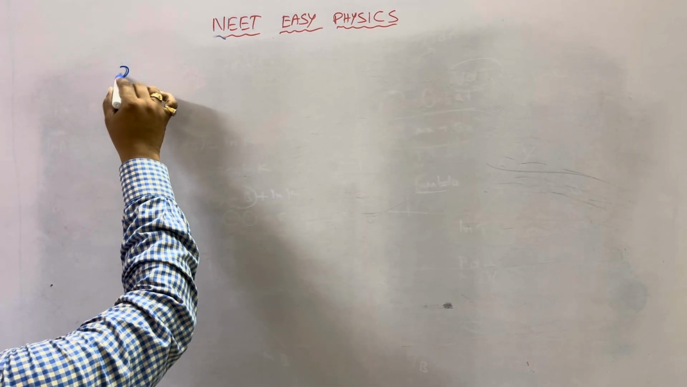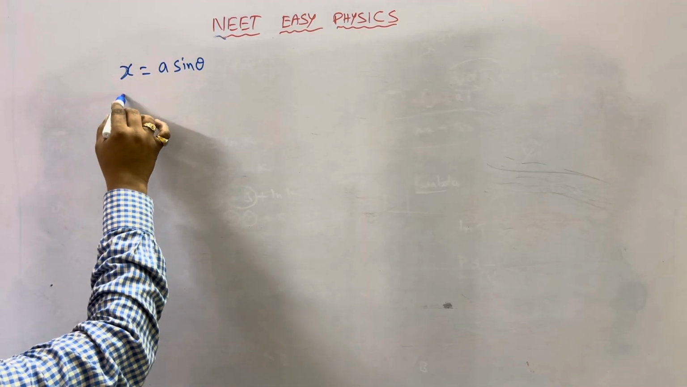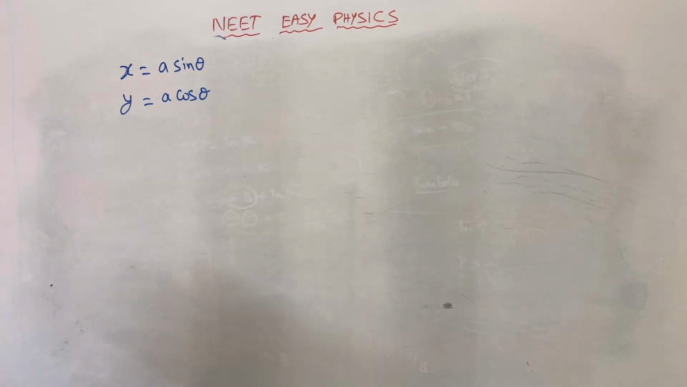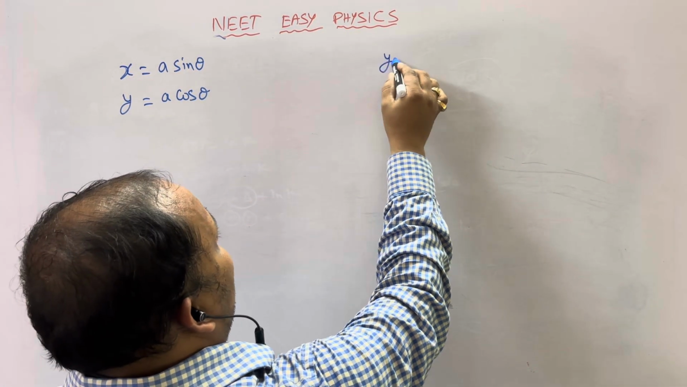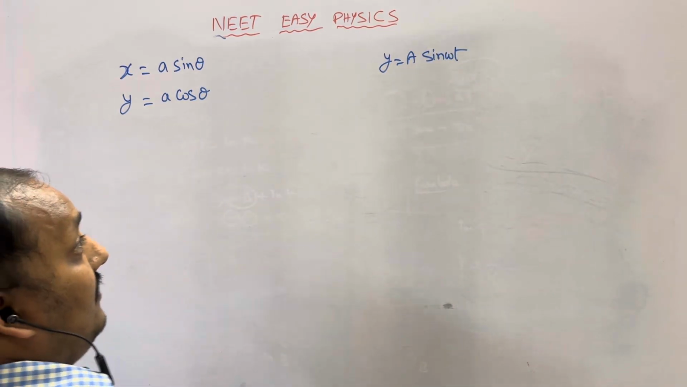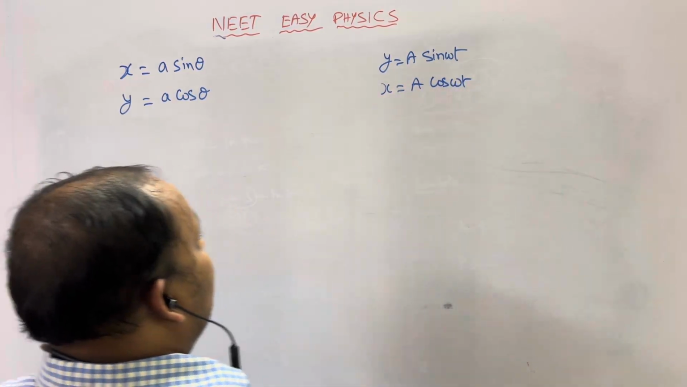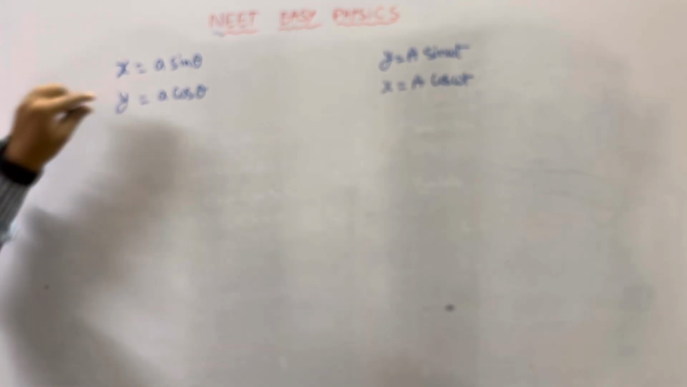So x is equal to a sin theta, y is equal to a cos theta. In physics you may get this as y is equal to a sin omega t, x is equal to a cos omega t. Now, they will ask: what is the nature of the x and y graph?